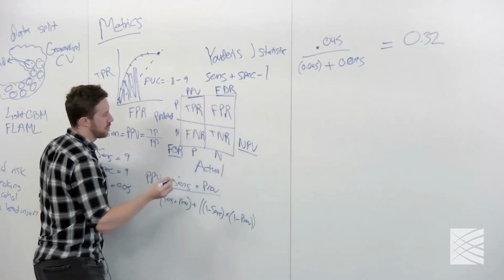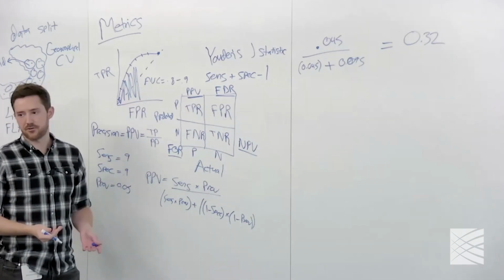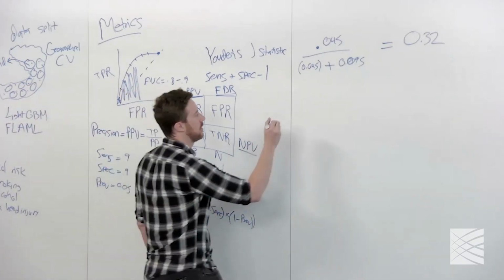And now there's one metric that actually synthesizes all 8 of these metrics into one number, and it's called the Matthews correlation coefficient.